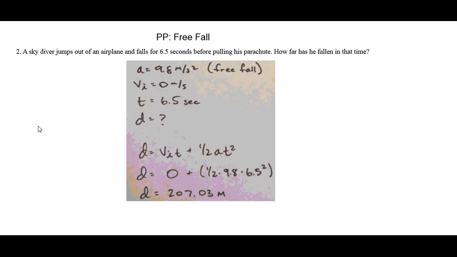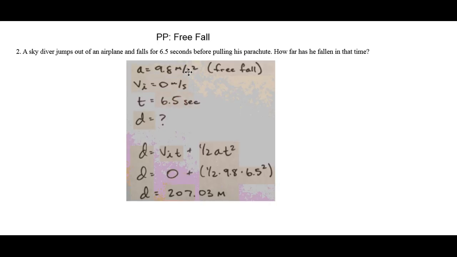Last one. A skydiver jumps out of an airplane and falls 6.5 seconds before pulling his parachute. How far has he fallen? So now we're looking for distance. We want to make sure that we know we have a time, 6.5 seconds. Now let's be careful here. A lot of people want to use distance equals velocity times time. And they will put, for the velocity, 9.8 meters per second squared. Remember, that's not a velocity, that's an acceleration due to gravity.